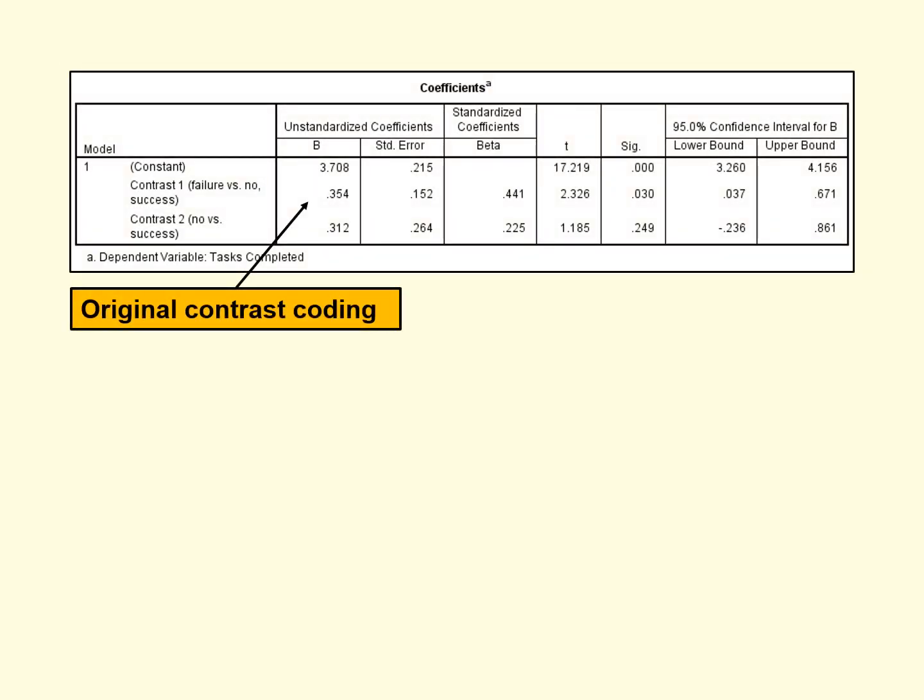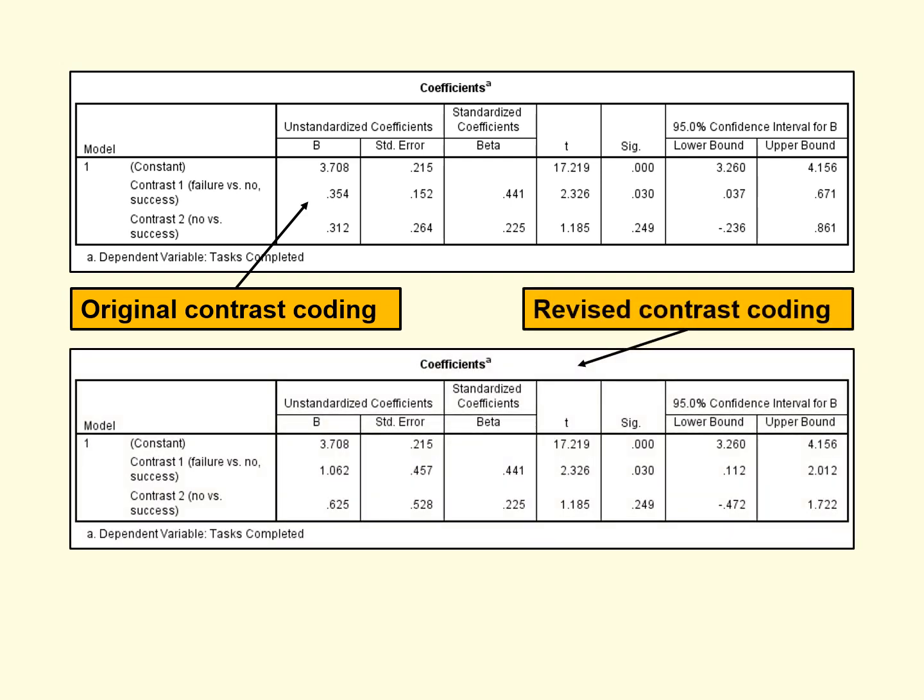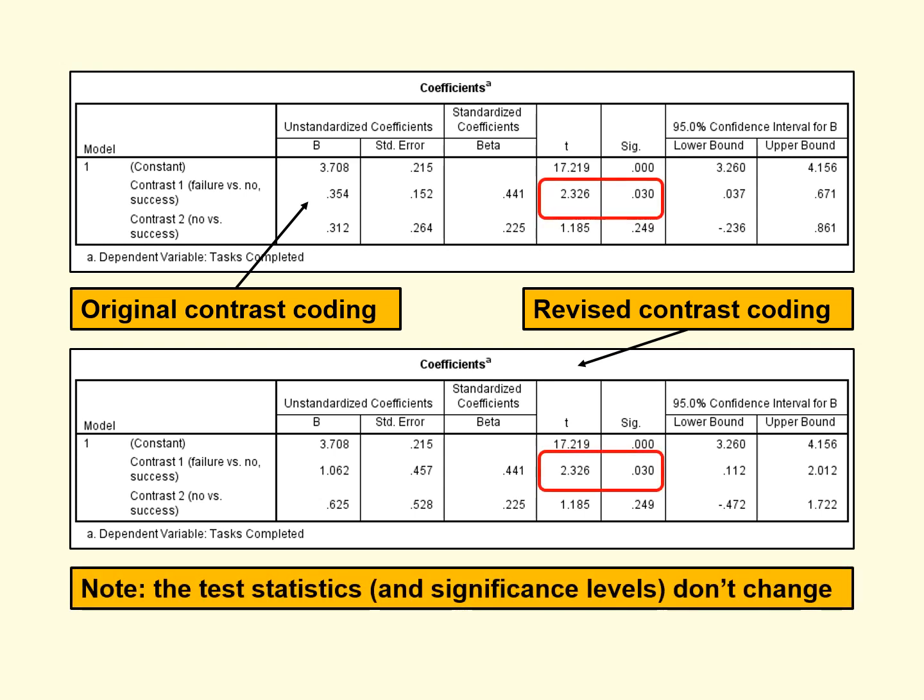So here's our original coding that's using the integer values for our contrast codes, the -2, +1, etc. And here's our revised contrast coding. So you see that it's slightly different, specifically the values for b sub 1 and b sub 2, their unstandardized regression coefficients, are a little bit different. Note that the t statistic, for instance, for contrast 1, and the associated significance level for that test statistic, don't change.